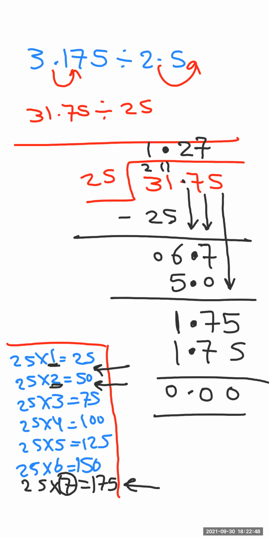So the quotient from division here, 1.27. That's it. Okay, guys, are we clear till this point? Yes. Yes.